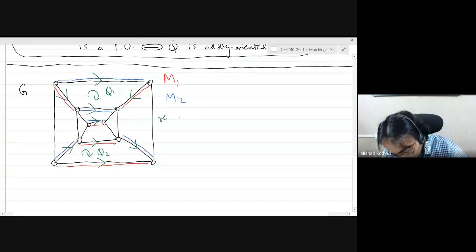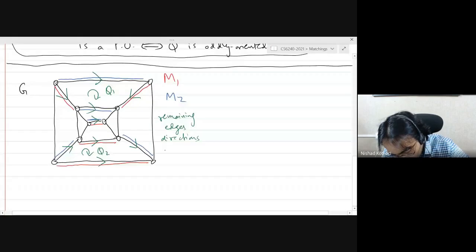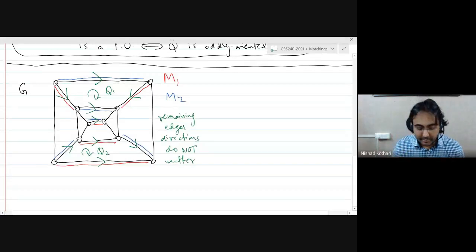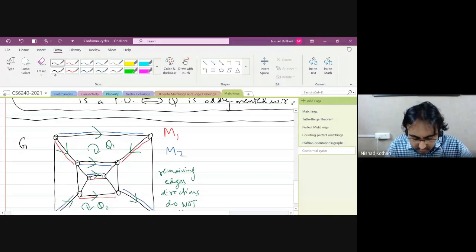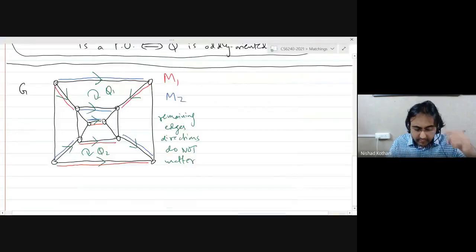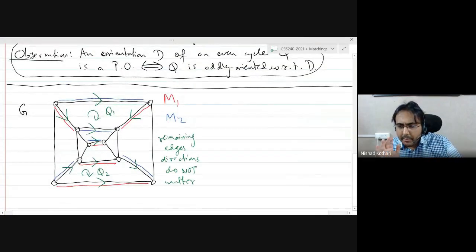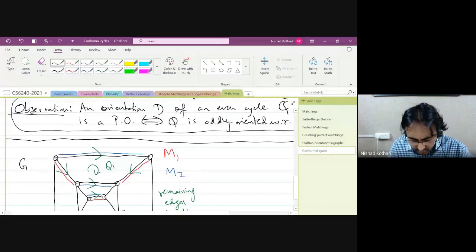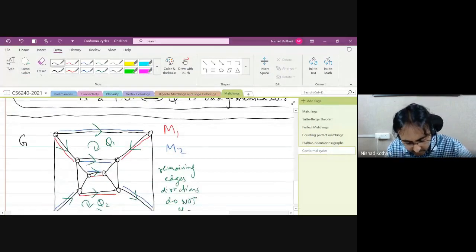Okay. For all the other edges, the orientations don't really matter. Remaining edges' directions do not matter to the signs of these perfect matchings. Okay, that's why I'm not going to put them. So let's compute the signs of these two perfect matchings. But I'm going to choose my ordering of the vertices in a way that is more convenient.